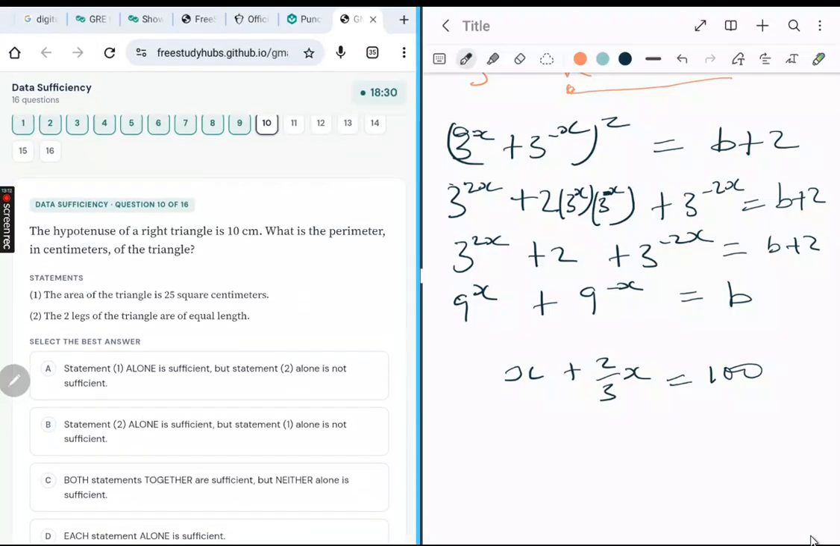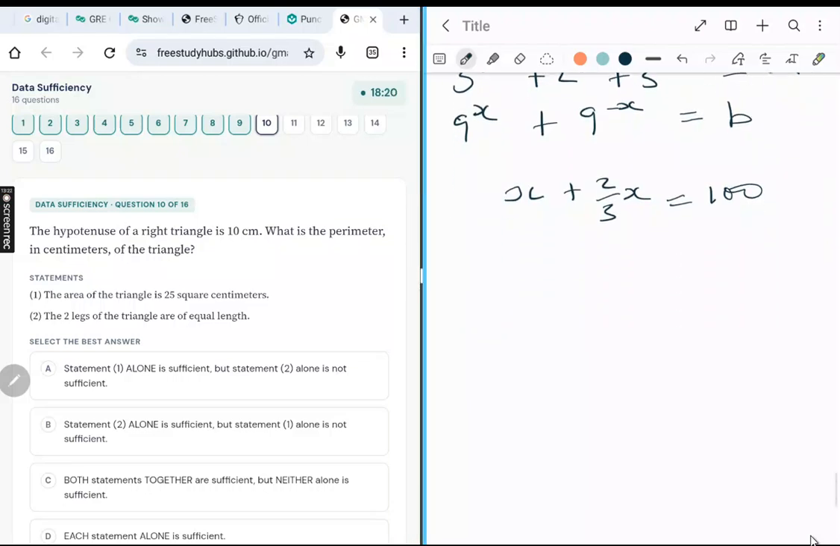The hypotenuse of a right triangle is 10 cm. What is the perimeter in centimeters of the triangle? The area of the right angle triangle is like this, with sides A, B and C.